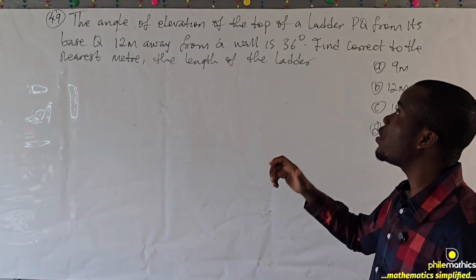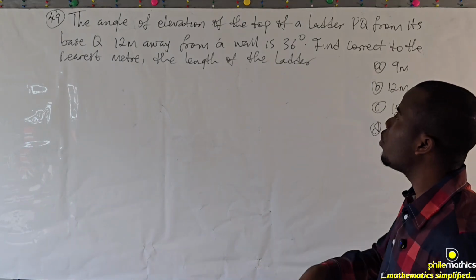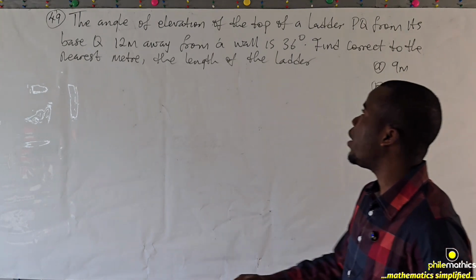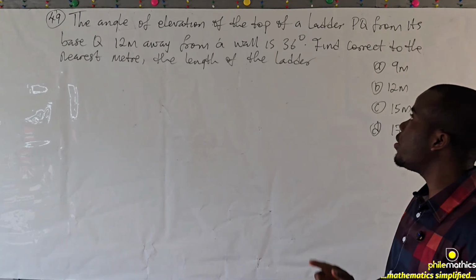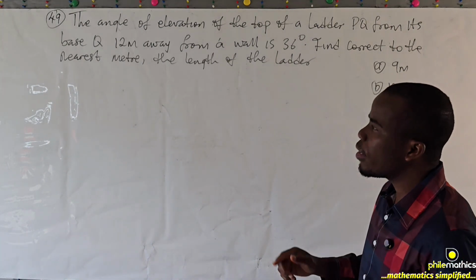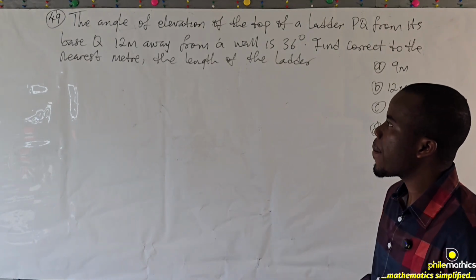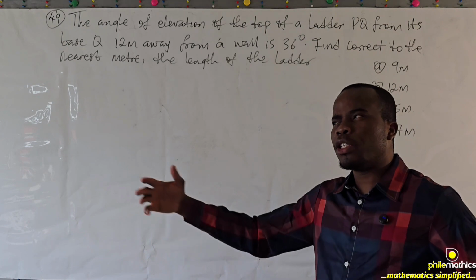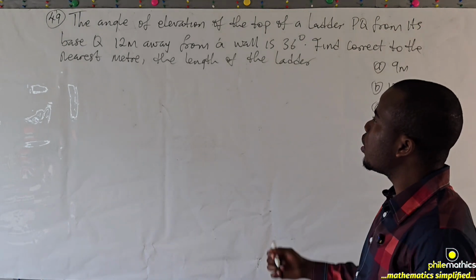Angle of elevation of the top of a ladder PQ from its base Q, 12 meters away from a wall, is 36 degrees. Find, correct to the nearest meter, the length of the ladder. Let's sketch it. This is just a simple application of trigonometry.